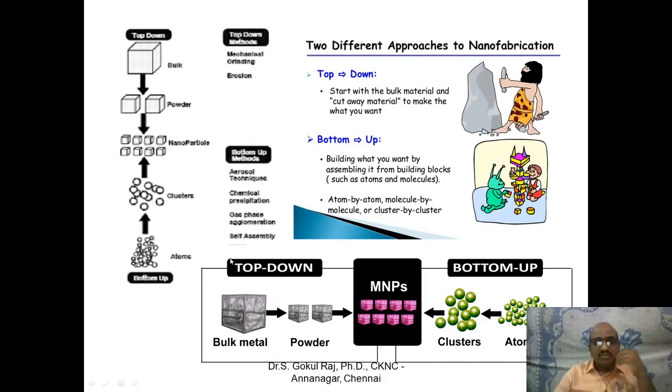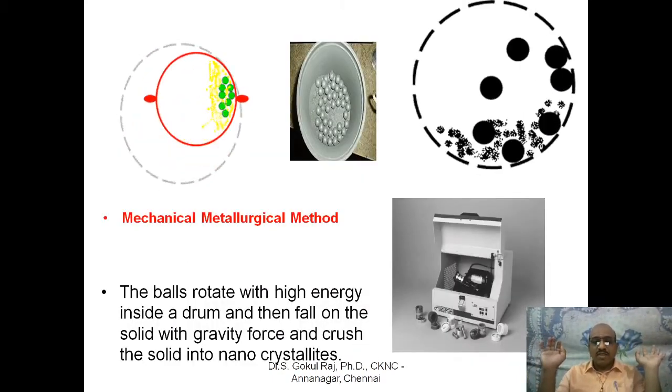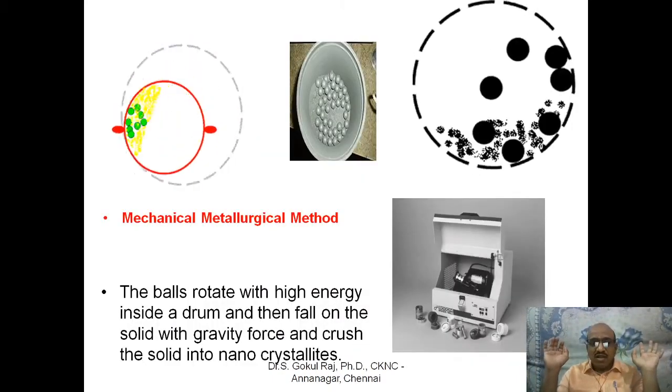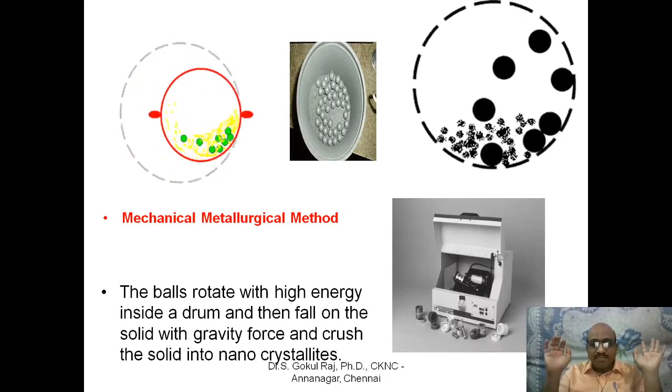Now top-down, for a graphical representation, it's like a mountain. I have a larger particle, and I'm going to break it into smaller pieces. So how do I break it? If I have a stone-like structure, say around 5 cm or 10 cm, a larger particle, and I need a nanoparticle, what am I going to do? As simple as that, I am going to use mechanical grinding.